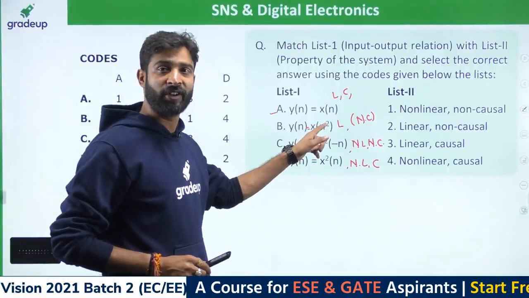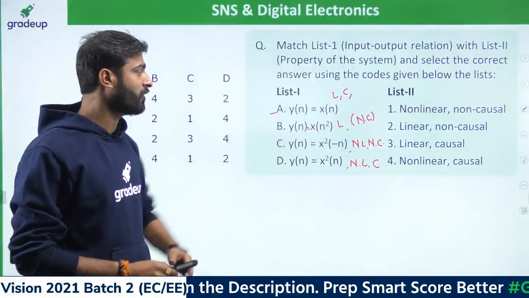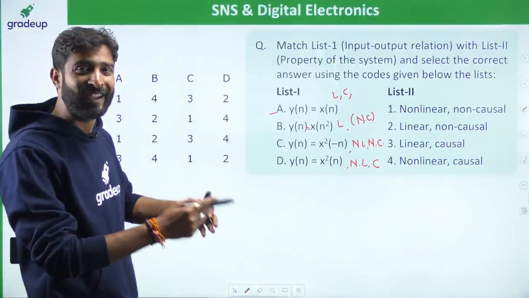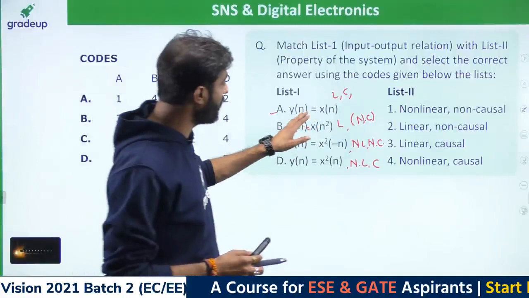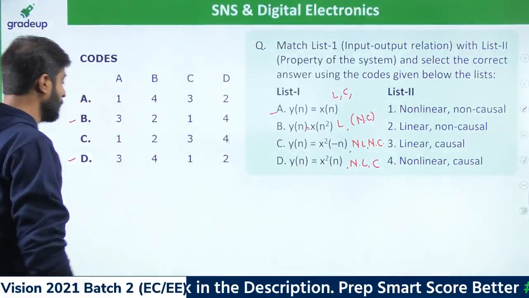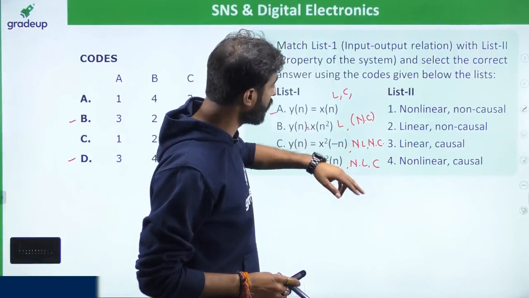Yes, Prince, ये n square बेटा अंदर present है, इसकी वजह से we can say that it is non-causal, right? And time invariant also, but time variant is not asked. So for A, we can say that y of n is linear and causal. So 3, so 1 having the 3, so only B and C में से, D में से कोई एक होगा. Now look at the B part. B, that is linear and non-causal. Linear and non-causal 2. So of course B is the correct option, right?